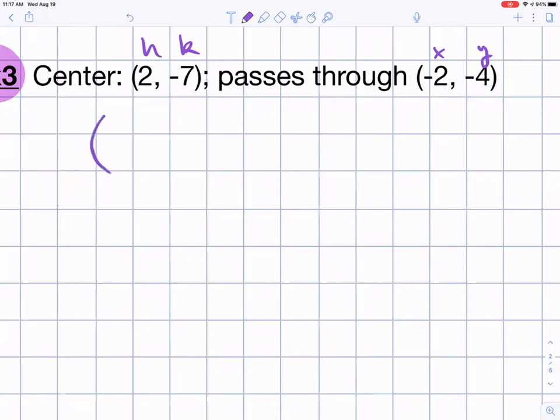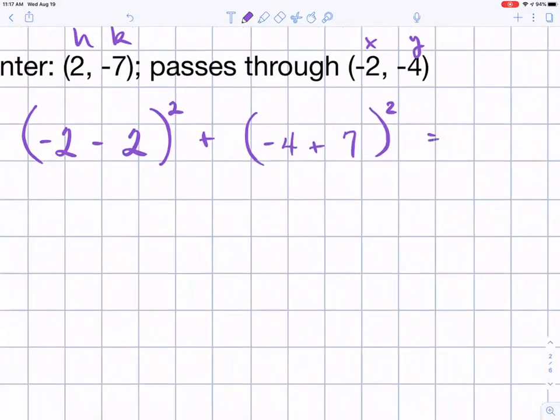So finding R, what are you going to write in for your first glob squared? What's going to go inside the glob? -2, because that's your X. And then -2, because that's your minus H part. Plus, let's get our second glob and square it. What's going to go inside our second glob? -4 plus 7, quantity squared, is equal to what's going to go on the other side? R squared. We don't know that, but the nice thing is it's the only unknown. So I can solve for that.